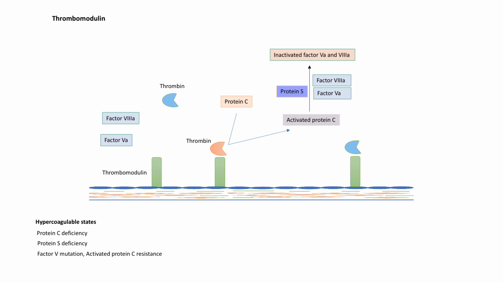Deficiency of protein C or protein S results in hypercoagulable states. Similarly, if factor 5 has a mutation, then activated protein C cannot inactivate factor 5, and this also leads to a hypercoagulable state.